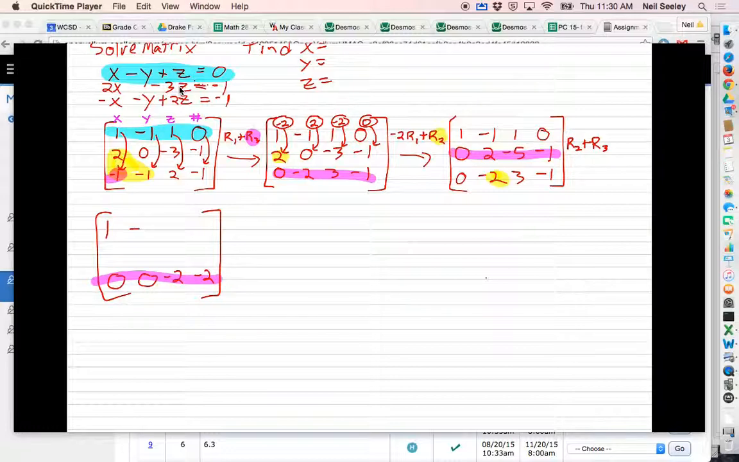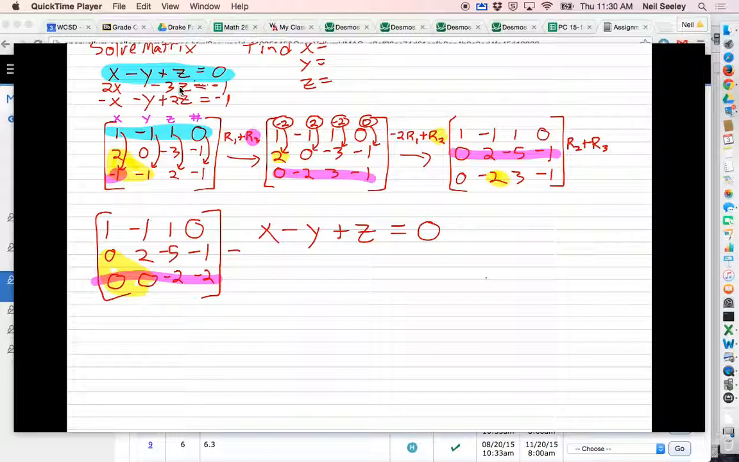1, negative 1, 1, 0, 0, 2, negative 5, negative 1. We've met our goal! So once you've met your goal, getting zeros down here in the corner, we can rewrite it as its old-fashioned system of equations. Like, it's going to be x minus y plus z equals 0. That's our first expression. I'm just translating what's on the left to the right.